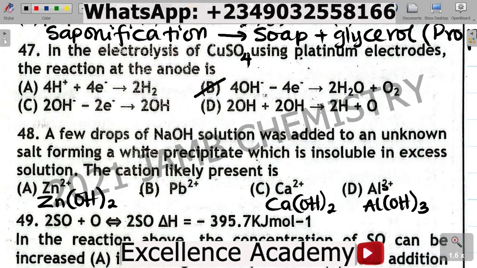The correct answer there will be B, because when we have Pb2+ combining with sodium hydroxide, what you have there is lead hydroxide. This is white, all right? It forms a white precipitate, and this white precipitate does not dissolve in excess sodium hydroxide solution. So hence we can say it is insoluble in excess sodium hydroxide solution. So the correct answer there is B. Take note that B, that's Pb2+, is the correct answer.